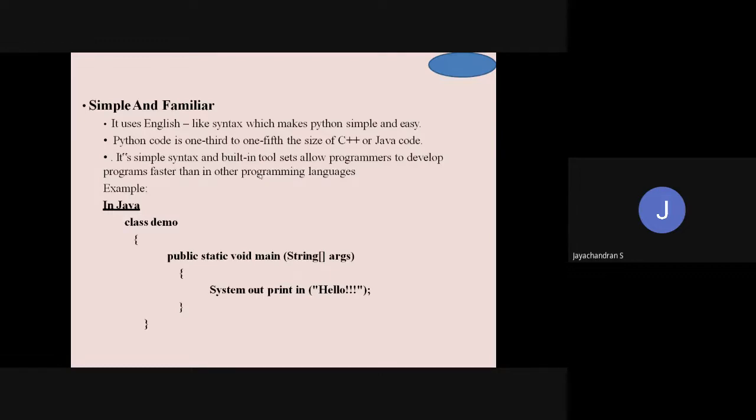For example, in Java, we create a class with a class name, and then we use the function public static void main String, and then we print hello using System.out.println. So this is around 3 lines of code in Java. So this is the comparison with Python. Java uses 3 lines of code to print hello.